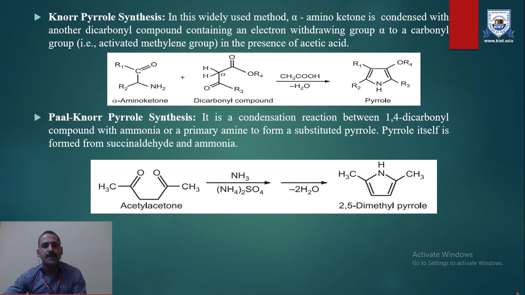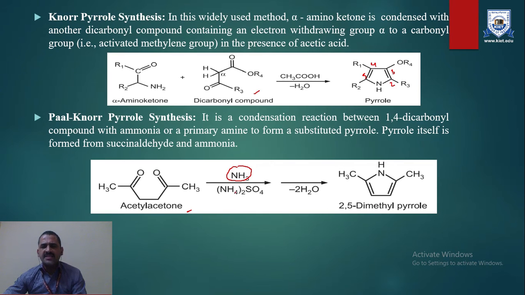Another method of preparation is the Hantzsch pyrrole synthesis, where the alpha amino ketone undergoes an addition reaction with a dicarbonyl compound. In the presence of acetic acid and subsequent loss of water, it will again provide the substituted pyrrole. So dear student, you can see in the structure, the pyrrole has substitution at the second, third, fourth and fifth position. The next synthesis method is the Paal-Knorr pyrrole synthesis, which is a very common method for pyrrole synthesis.